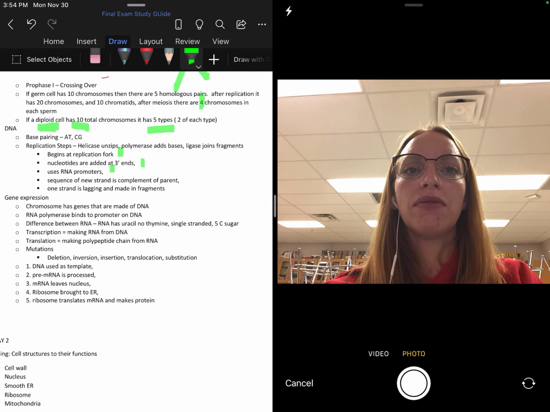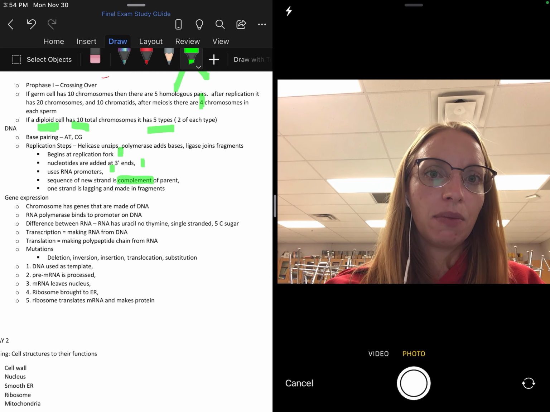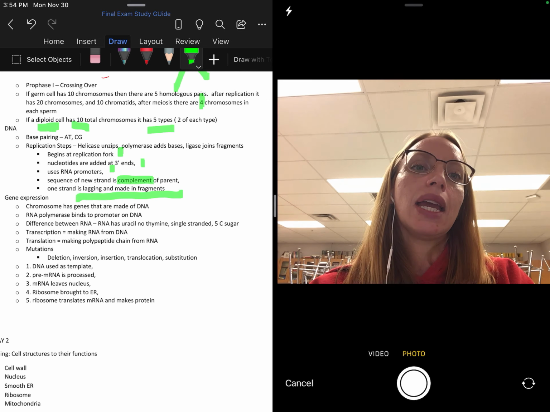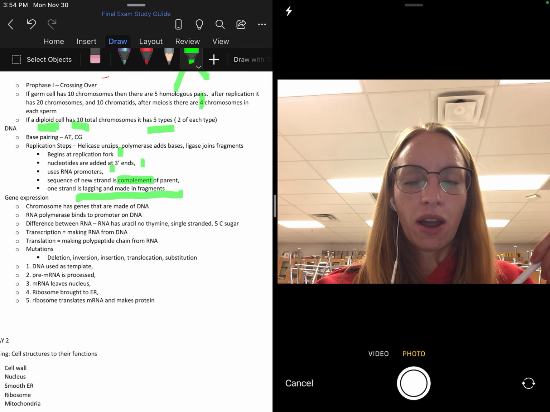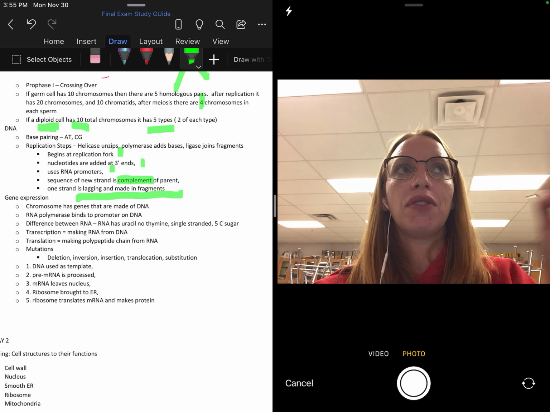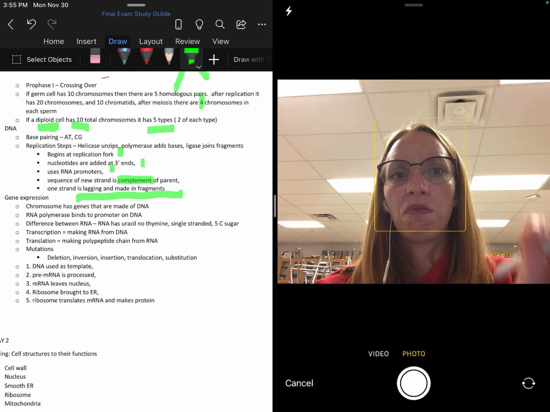And then the sequence of the new strand is the complement of the parent. It's not the exact same as the parent. So make sure you know that that's a difference. And one strand is always lagging and is made in fragments. Those are those Okazaki fragments in the strand that's a 3 to 5 strand, so you're having to lay down backwards as you go.